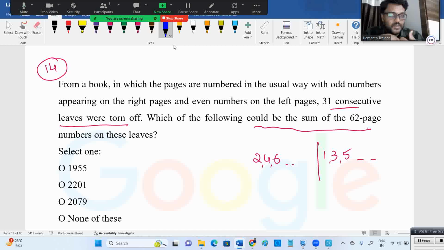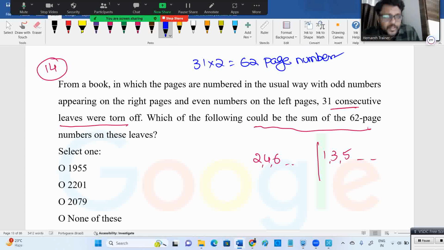31 is removed. It can be 1 to 31, in the sense 1 to 62 page numbers they may remove. The book pages we don't know. How many pages is not mentioned. So 31 removed, so 62 pages are there. They removed 32, right? So left and right, one page. So that's how they given. 62 page numbers will be there, right? Each page, left and right, has numbers. So 62 page numbers are there.